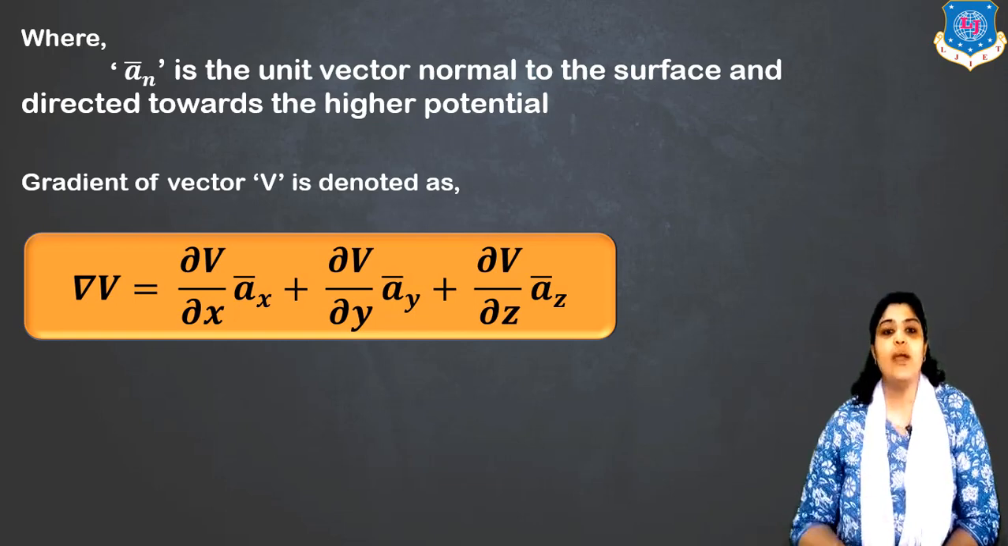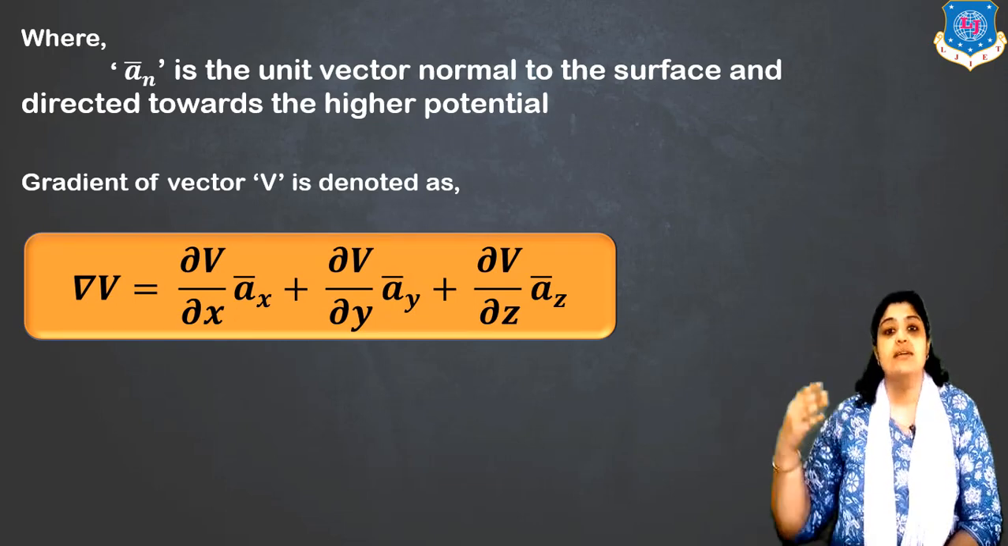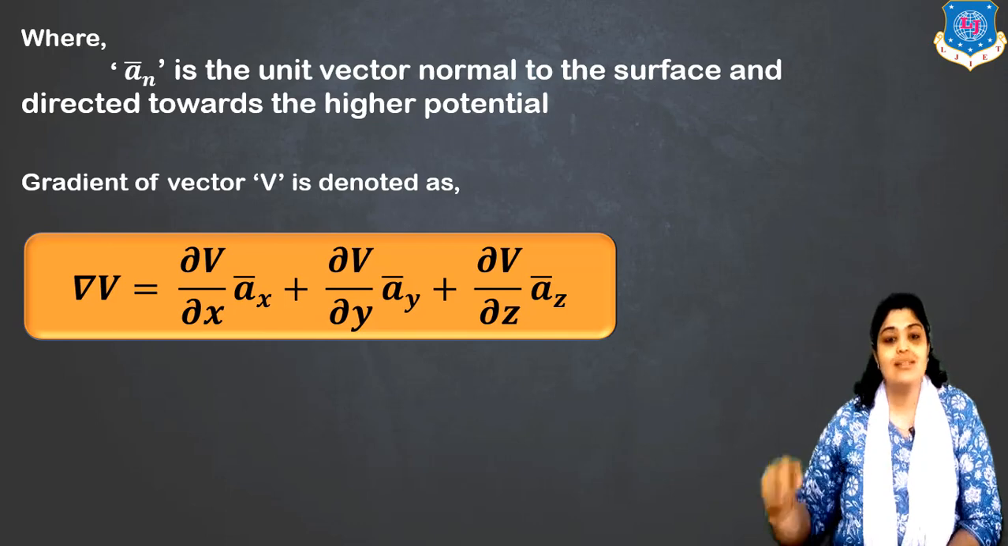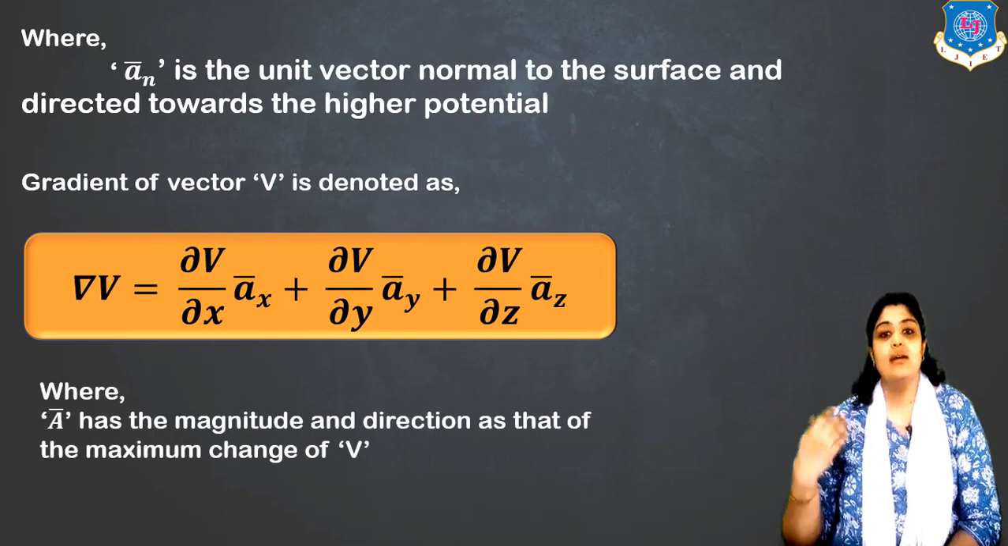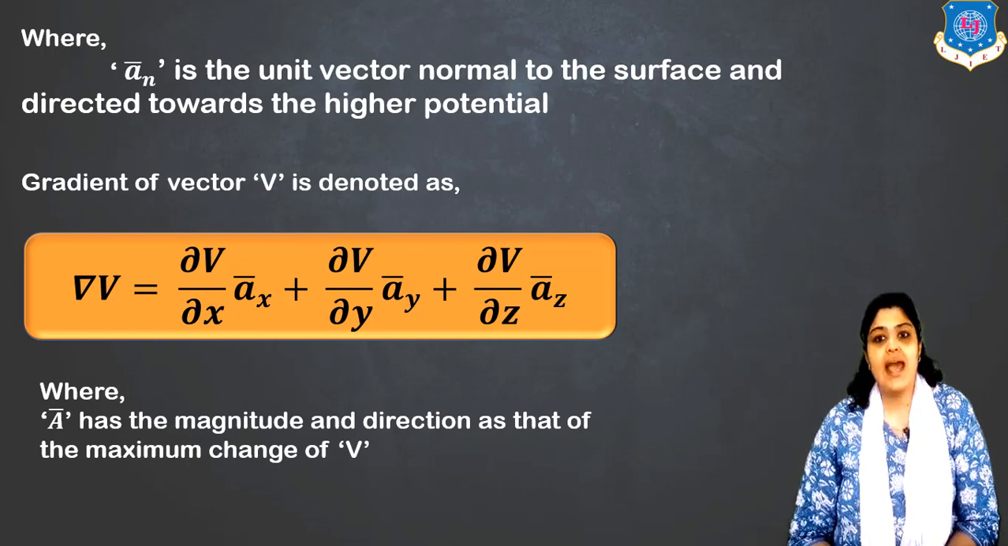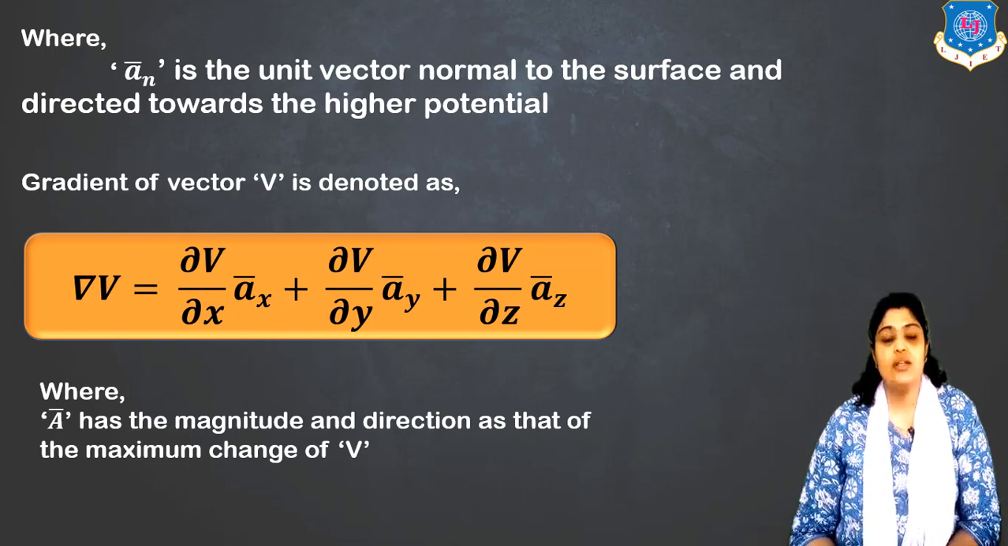Gradient of any scalar field V can be written as del V by del x into AX plus del V by del y into AY plus del V by del z into AZ. This is how you denote the gradient of a field V, which has magnitude and direction, always where the rate of change is maximum.